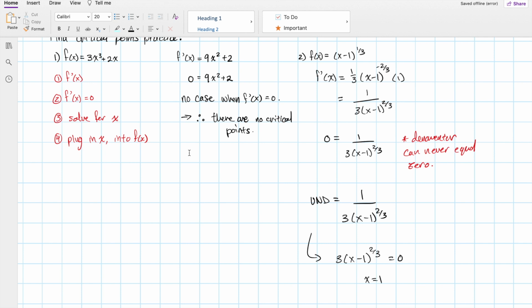What this tells us is that when x is equal to 1, the derivative is undefined. And we can check this. If you plug in 1 in here, we have 1 minus 1 to the power of 2 over 3, which is just 0, and 0 times 3 is just 0. So we end up with this case of 1 over 0, which means it's undefined. So when x is equal to 1, our derivative is undefined, and as such, x equals 1 is a critical point of f of x.